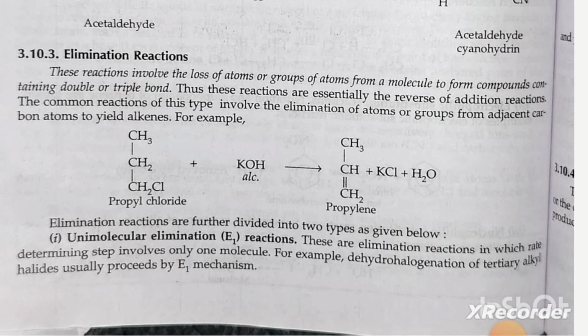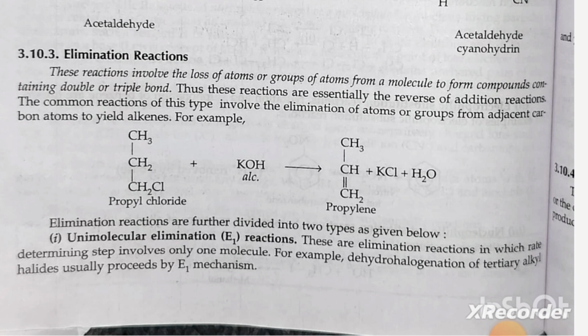Third, elimination reaction. These reactions involve the loss of an atom or group of atoms from a molecule to form a compound containing a double or triple bond. Thus, these reactions are essentially the reverse of addition reactions. The common reaction of this type involves the elimination of a group or atom from adjacent carbon atoms to yield alkene. For example, propyl chloride plus alcoholic KOH gives rise to propylene plus KCl plus H2O.